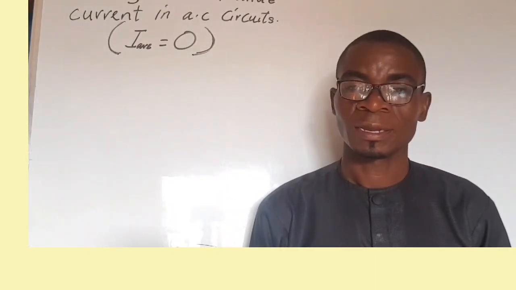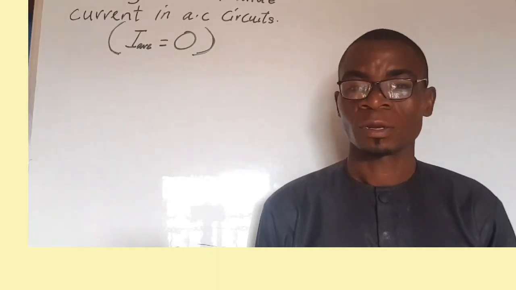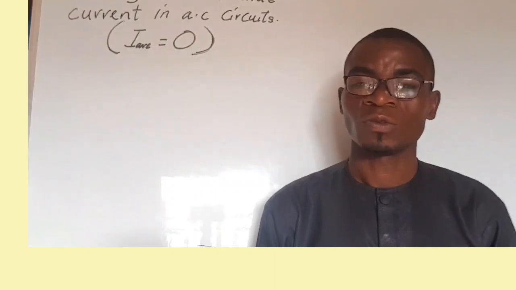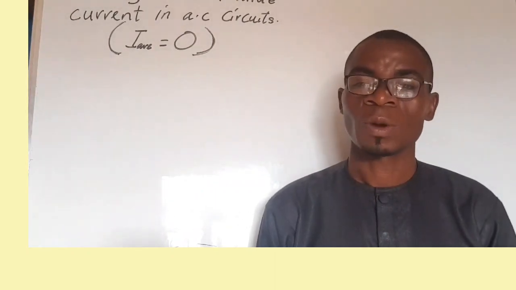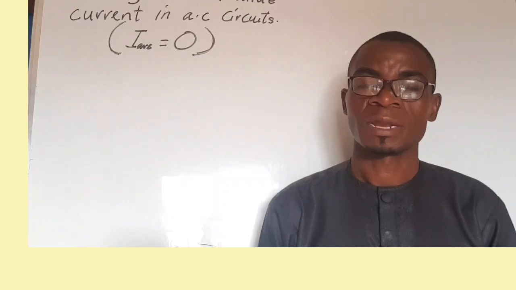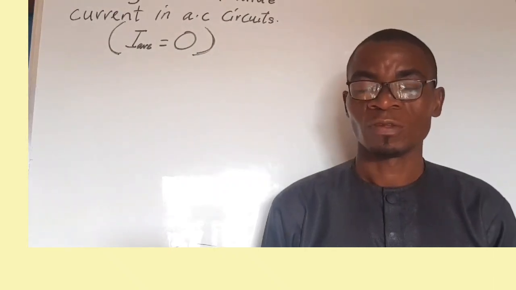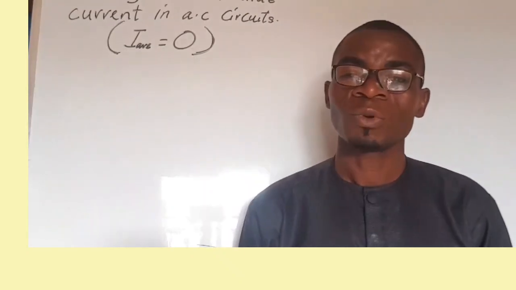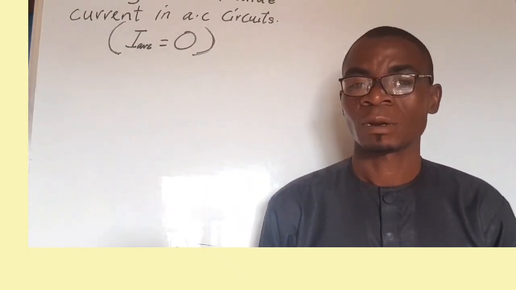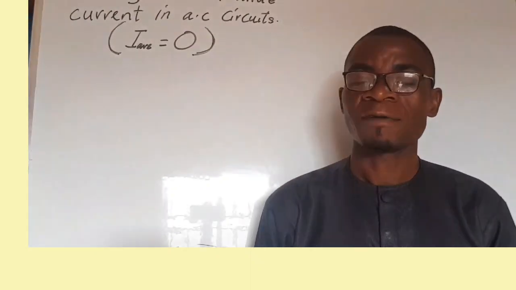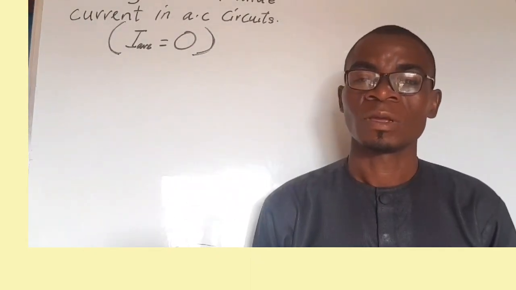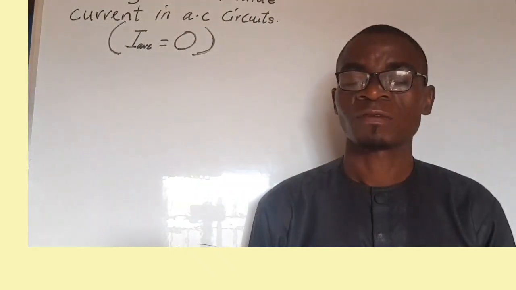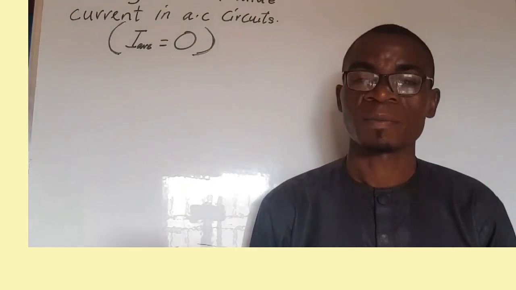Today we would like to look at the average current in an AC circuit, which is equal to 0. We want to find out the reason why. Before I dive into the whole story, it's important for us to look at what average current simply means. The average current in an AC circuit can be defined as the amount of charge that is transferred in a given interval of time.